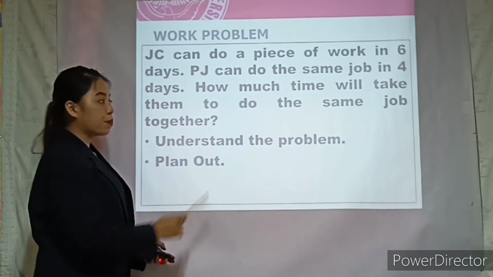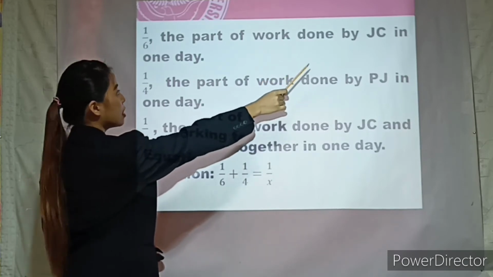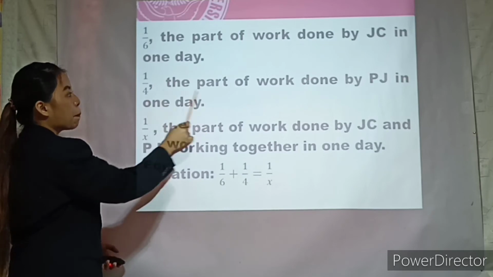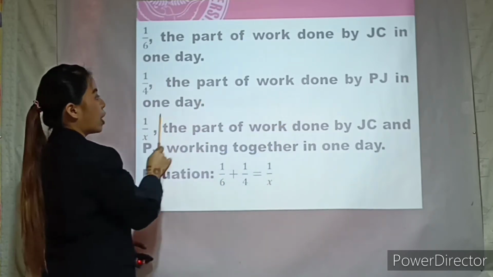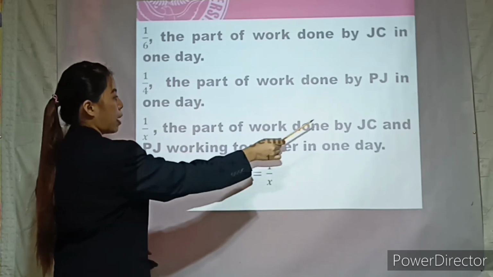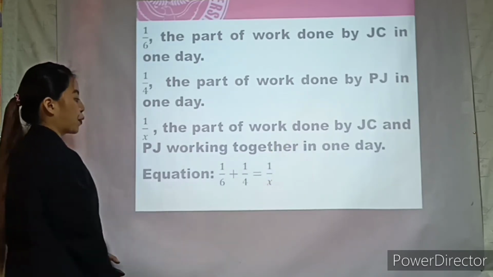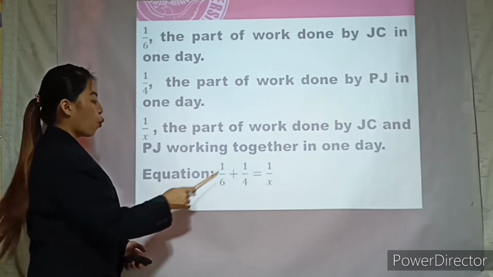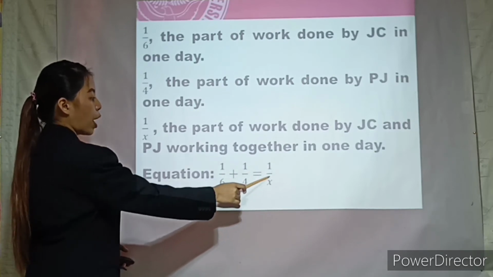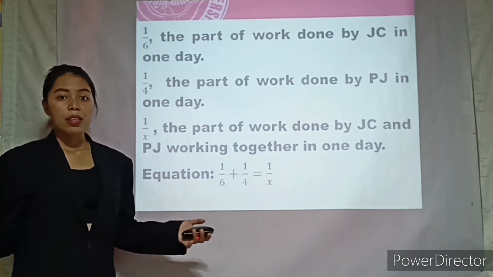So let's plan out. 1/6 is the part of work done by JC in 1 day. 1/4 is the part of work done by PJ in 1 day. So 1/x is the part of work done by JC and PJ working together in 1 day. So the equation is 1/6 + 1/4 = 1/x, because we are going to find the time that they work together.